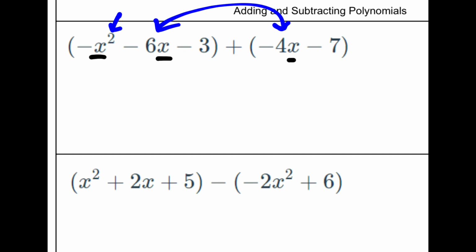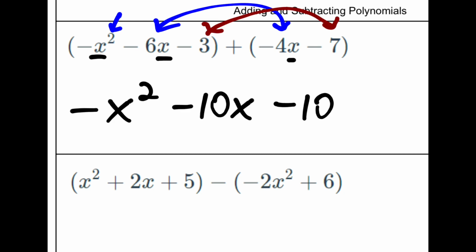We also can combine all of the constants. These are numbers that don't have any variables. And that's how we do it. Negative 6 minus 4 is negative 10. Negative 3 minus 7 is negative 10. The x part stays the same. That's just the unit, so to speak. And we combine the coefficients.